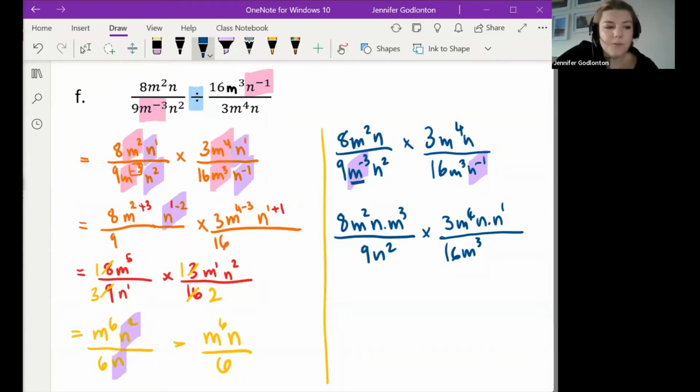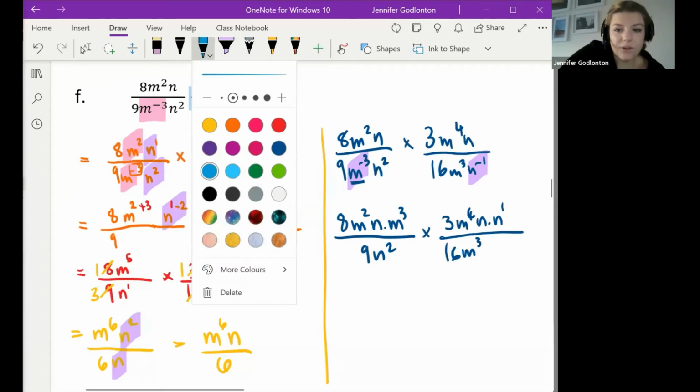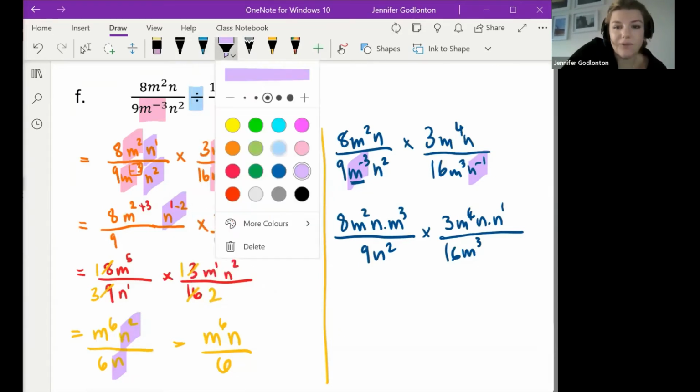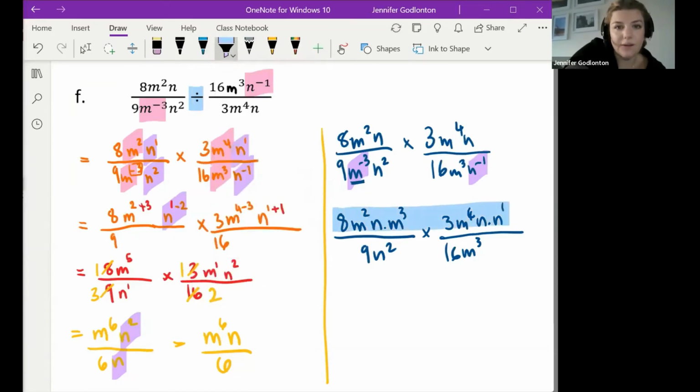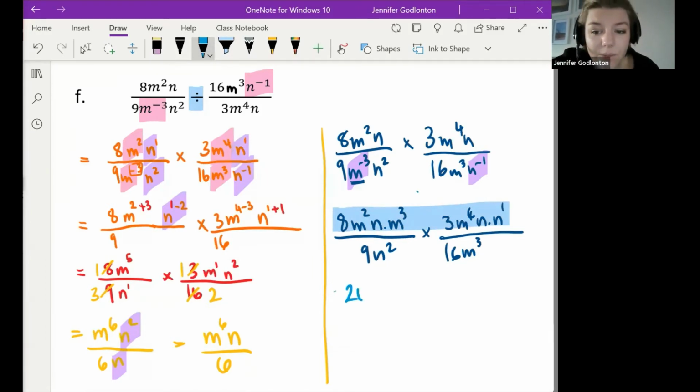And then when you get to this point here, if cross simplification is not your thing, then deal with it one thing at a time. So just look at your numbers to start, for example. If we're just trying to simplify our numerator over here, we've got 8 times 3, that's going to give us 24. Then look at your m's. I've got 2 m's plus another 3, so now I have 5, plus another 4, so now I have 9.